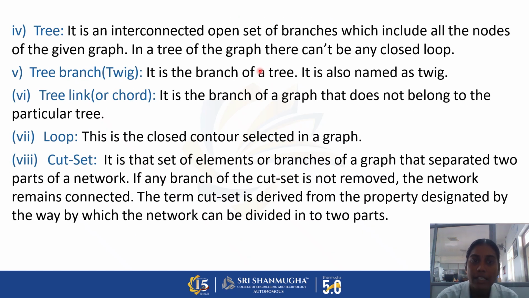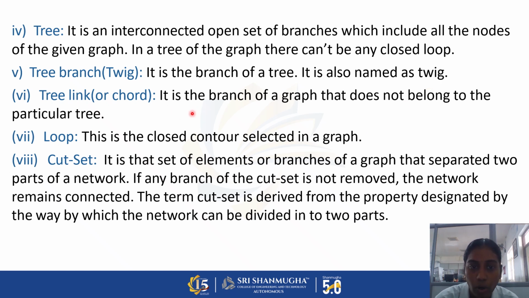Tree: it is an interconnected open set of branches which includes all the nodes of the given graph. In a tree of the graph there cannot be any closed loop. So in the network topology, the open set of branches with all the nodes is called a tree. Without leaving any nodes, we can leave some branches to make the topology an open set. Then tree branch: it is a branch of a tree. It is also named a twig. So the branches of a tree are also called twigs.